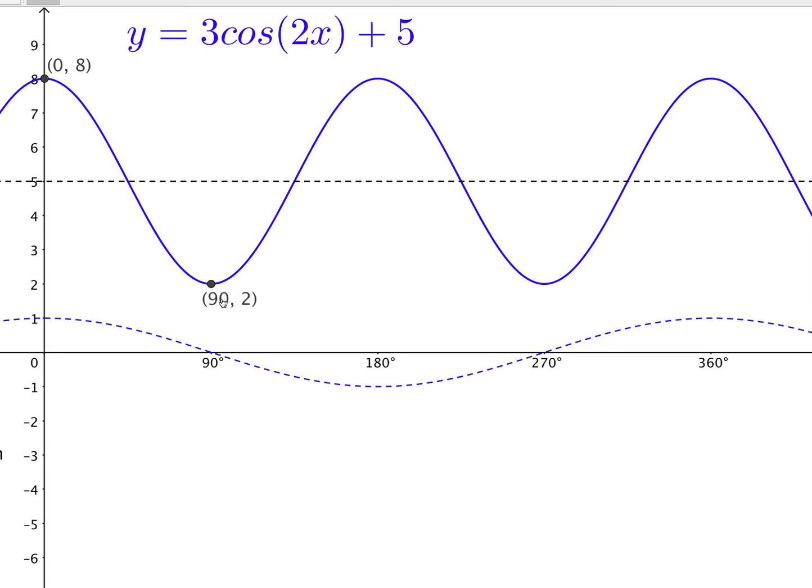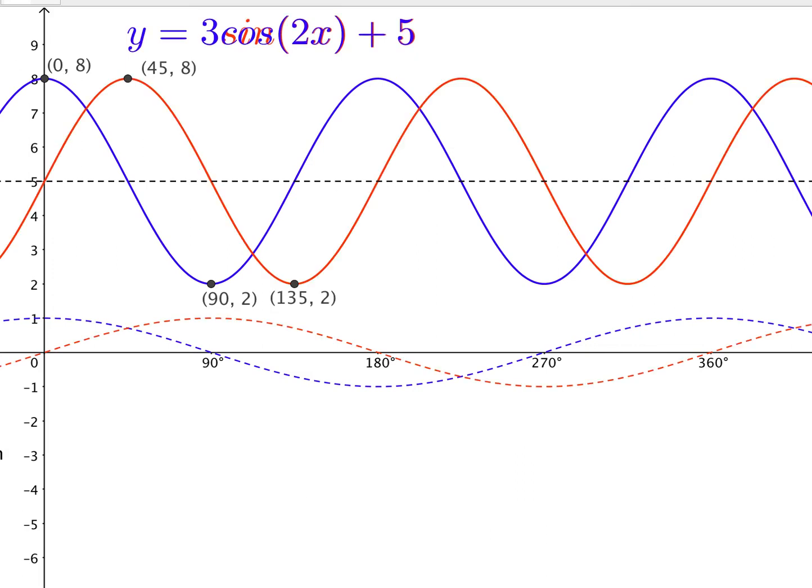It used to be at a minimum at 180 degrees, it's now at a minimum of 90. So the 180 has been halved because of that 2x. This is just the same as the sine curve. And the 3 is just for the same reason. There's a line y equals 5, you go 3 above it to 8, and 3 below it to 2. So this is just like 3 sine 2x plus 5. It happens at different x coordinates.